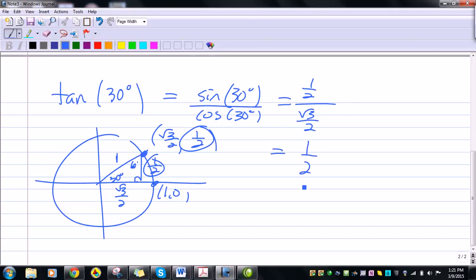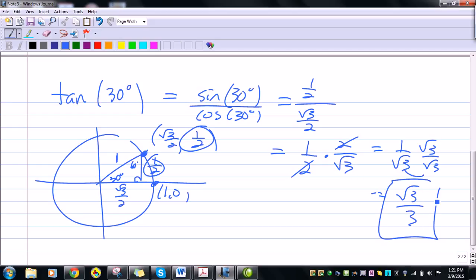So I'm going to keep the fraction on top. I'm going to multiply by the flip version, the reciprocal of the denominator. Right? That's how we divide. Okay, and now I multiply top times top, and I get 1 over root 3. And because now I have an irrational number in the denominator, I have to rationalize by multiplying by 1. The form of 1 I choose is root 3 over root 3, because then top times top is root 3, and bottom times bottom is just 3. Okay, and that is the value of the tangent of 30 degrees.